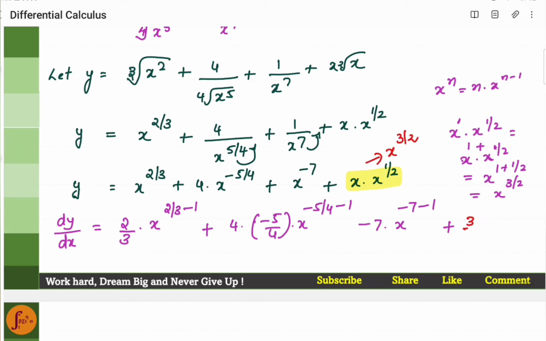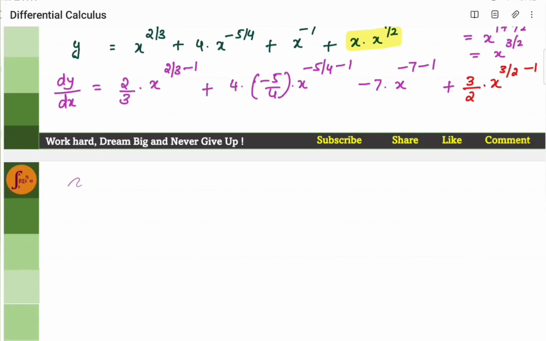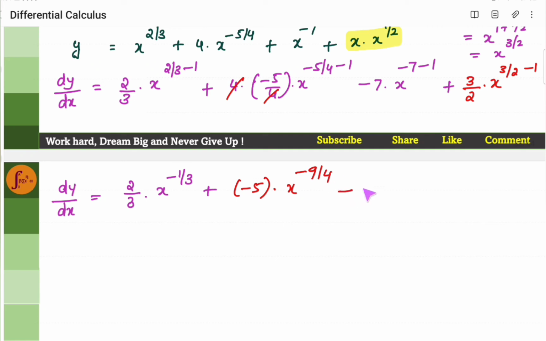Now I'll write the power 3 by 2 into x to the power 3 by 2 minus 1. So this will be dy by dx: 2 by 3 into 2 by 3 minus 1 is minus 1 by 3, plus 4, and 4 will get cancelled. So I'll get minus 5 into x to the power minus 5 by 4 minus 1 is equal to minus 9 by 4, minus 7 into x to the power minus 7 minus 1 is minus 8, plus 3 by 2 into x to the power half.